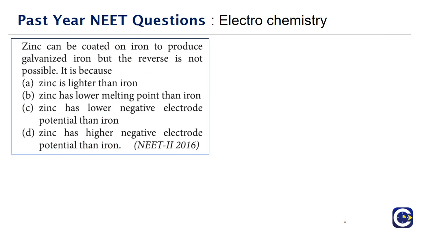Next we have a question that is based on galvanization. Zinc can be coated on iron to produce galvanized iron. So now why do we do this? We do this to prevent the rusting of iron. Zinc of course is a more reactive metal than iron, so it will act as a sacrificial metal.